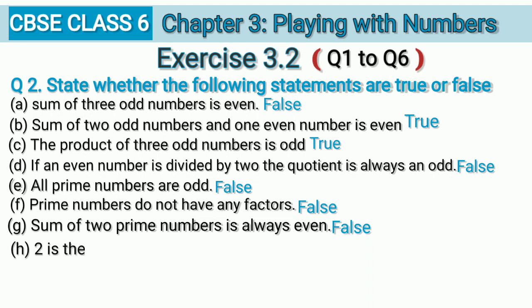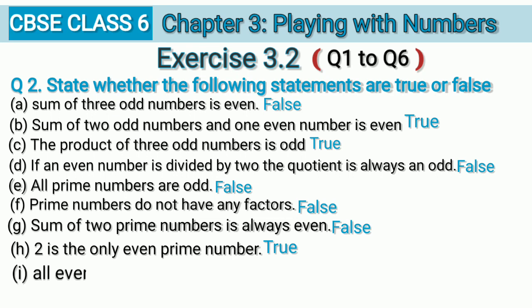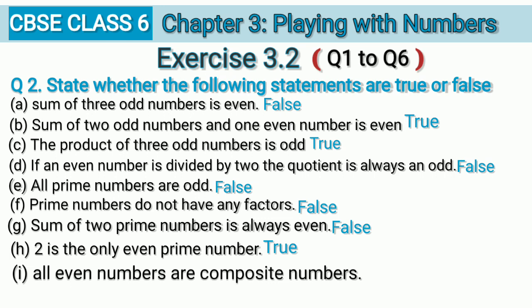Next statement, 2 is the only even prime number. This statement is true because all other prime numbers are odd numbers. 2 is the only even prime number. Our next statement is, all even numbers are composite numbers. No, not all. 2 is an even number, but it is not a composite number. It is a prime number. So we can't say all even numbers are composite numbers. So this statement is false.